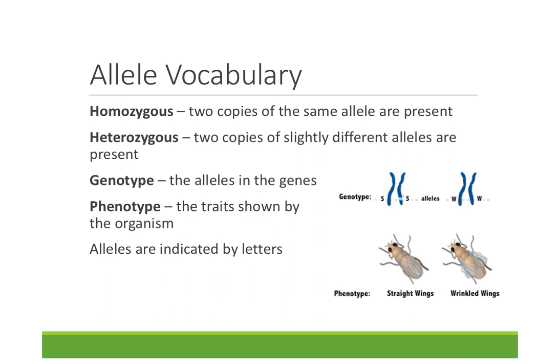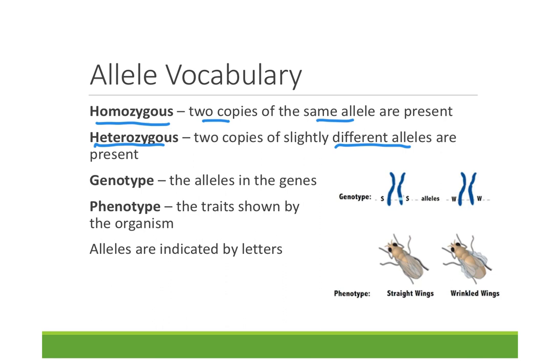There are certain words we use to talk about the relationship between these two alleles that are found in your homologous chromosomes. Homozygous is the word we use when two copies of the same allele are present. So if we talk about something like eye color, there would be two copies of a gene for brown eyes. Whereas heterozygous is the word that means the two copies of the gene are slightly different. Maybe there was one for a brown eye and one for a blue eye.